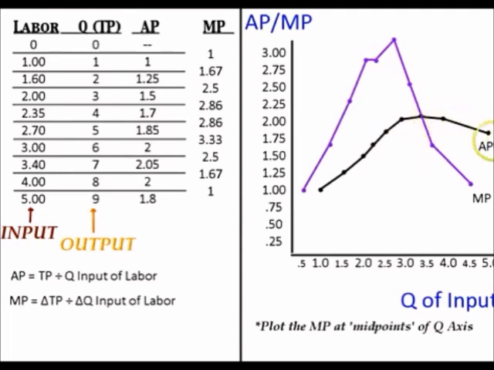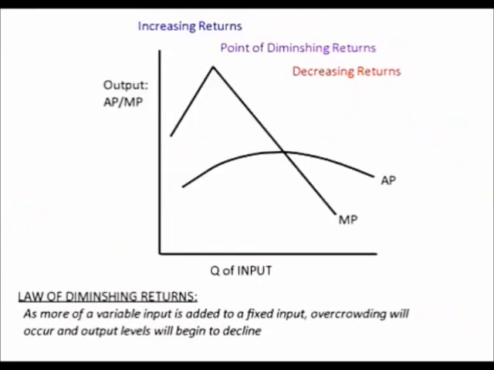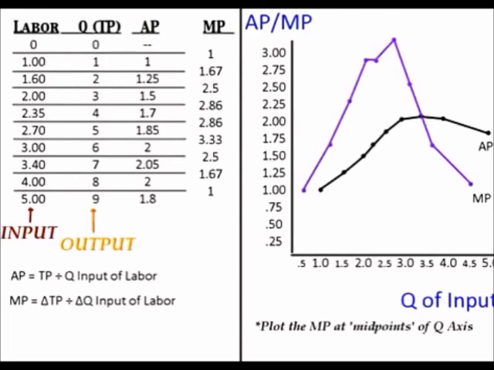If we were to graph this, as you see, the apex of the average product is where the marginal product intersects it. So generically, it looks like this. Here's your basic generic graph of average product and marginal product. Same basic shape as this one, but much more neat.